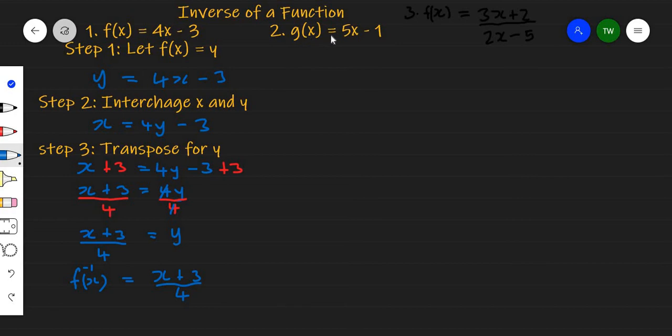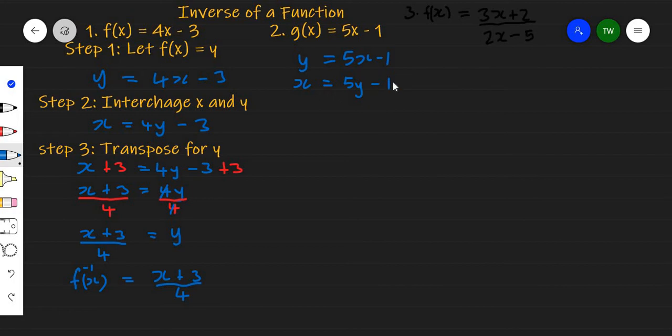Here we have g of x is equal to 5x minus 1. First step, we're going to let g of x equal to y. So we're going to say this is y equal to 5x minus 1. Right? Then step 2, we're going to interchange x and y. So it's going to be x equal to 5y minus 1. For the third step, we're going to transpose for y.